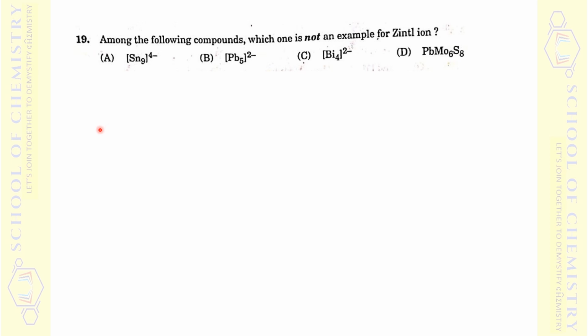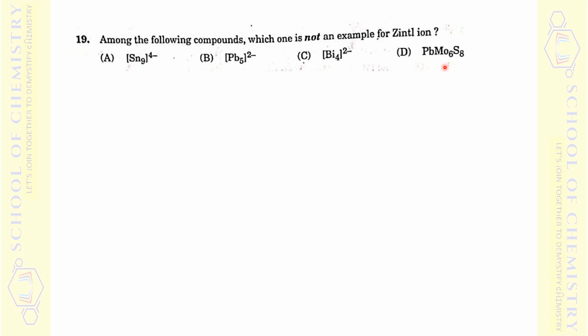19th question, again it is related to organometallic chemistry. Among the following compounds, which one is not an example of zintyl ions? Even if you do not know what zintyl ions are, you can see that A, B, C are of a kind: Sn9, Pb5, all metals as well as non-metals or metalloids, present in the polyanion form. This is different.